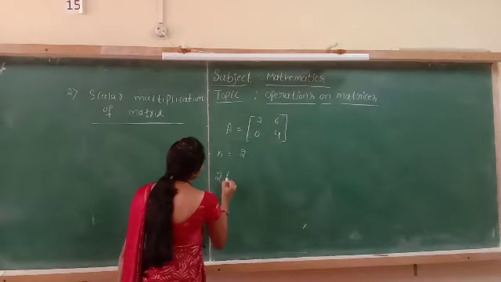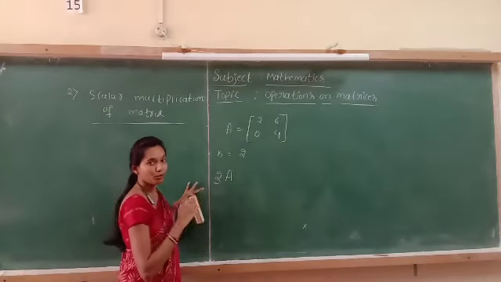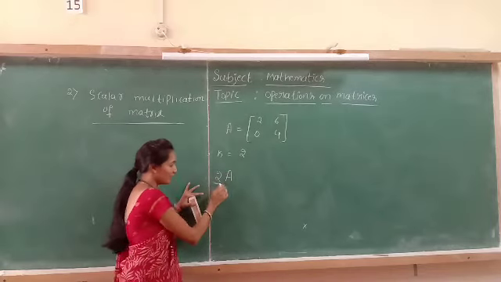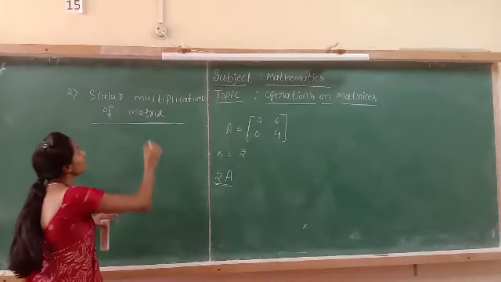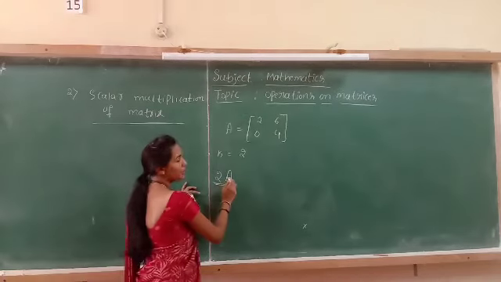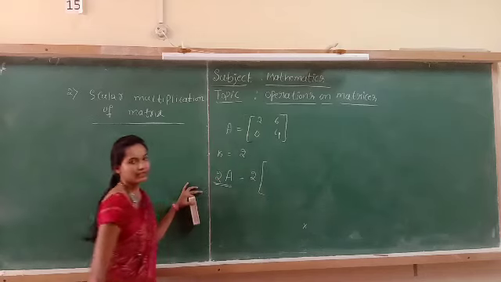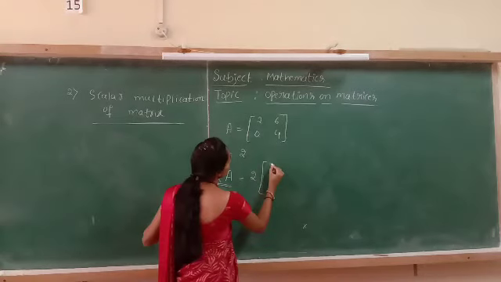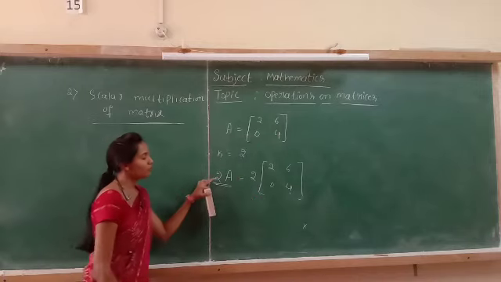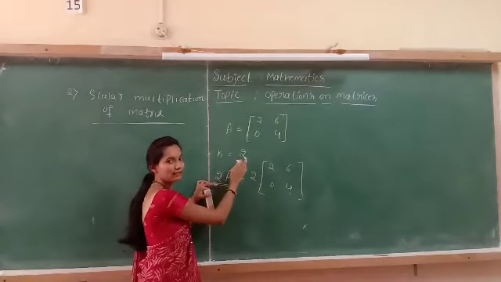Here we have to calculate 2 times A. It is a scalar quantity. We are going to multiply the quantity 2 with the matrix capital A. That's why this is called a scalar multiplication of a matrix. So 2 into capital A is nothing but 2 times the matrix A, which is 2, 6, 0, 4. So 2 times A is a scalar multiplication. Here we have taken the scalar value as 2.